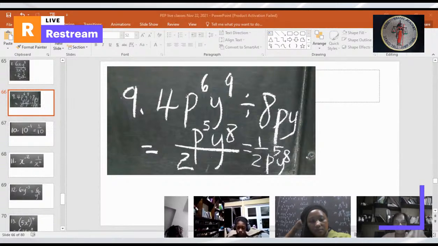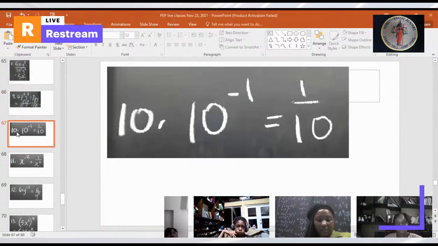And p to the 6th power would subtract p to the 1 power, because even though the 1 is not there, it would be p to the 1 power, which would give you p to the 5th power, and y to the 9th power minus y to the 1 power would give you y to the 8th power, which is the answer. Half p to the 5th power, y to the 8th power. Correct. All right, Amari, you can take the other one, number 10.